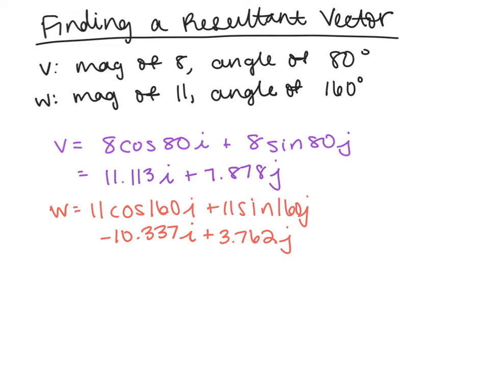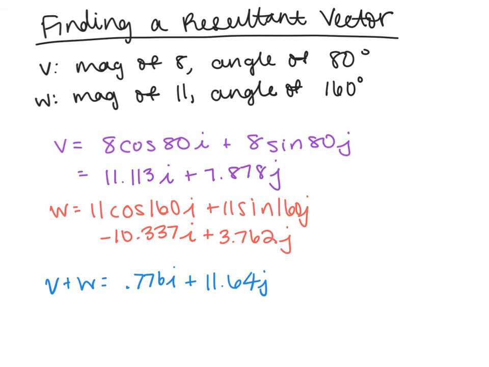Now to find their resultant, we just add them together. So we legitimately do v plus w, add the i's, add the j's. For the i's, it's going to be 11.113 minus 10.337, and we get 0.776i, plus for the j's, 7.878 plus 3.762, and we have 11.64j. Now the second part of the question says, what is the direction angle and magnitude of the resultant vector?